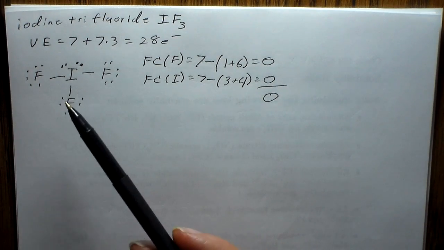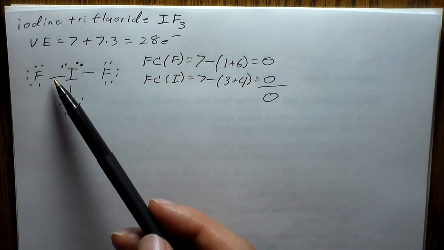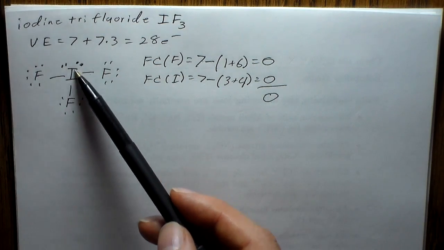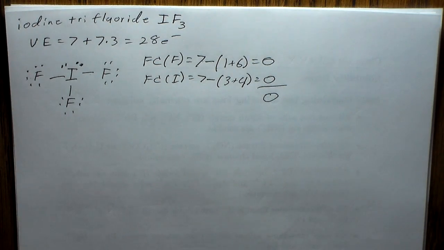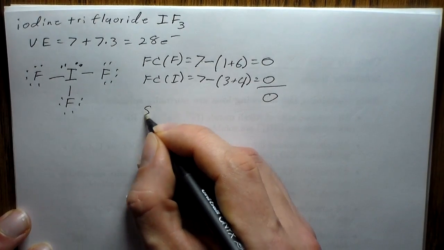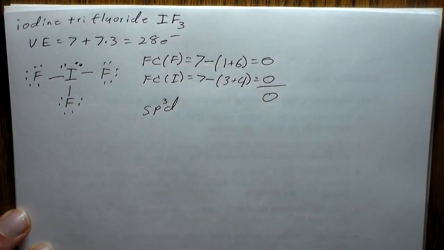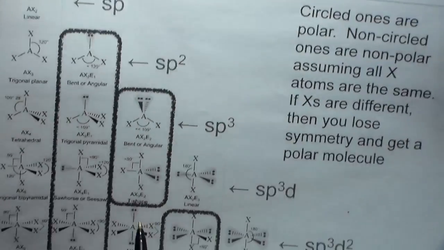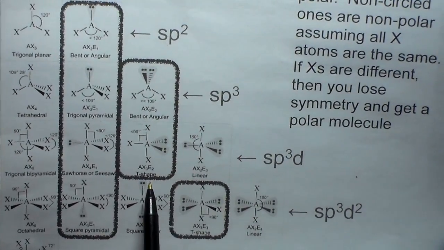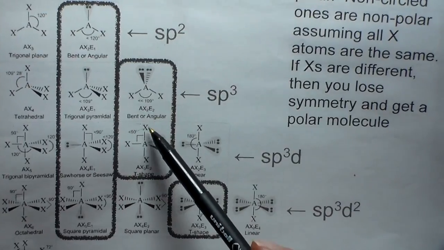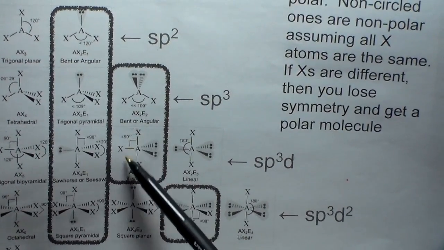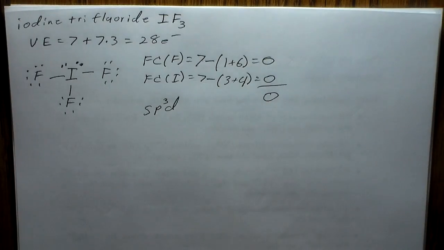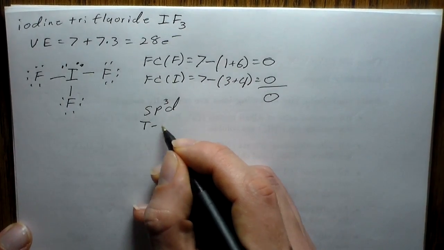As for my hybridization, notice right here I have 1, 2, 3, 4, 5 things that it's attached to. So this is going to be an sp3d hybridization. And as for the shape, this is going to be that T-shaped. So you're going to have your 2 lone pairs out here, and then basically the fluorines are going to be arranged 90 degrees relative to one another. So that's going to be the T-shape.